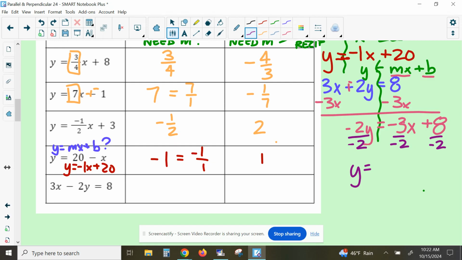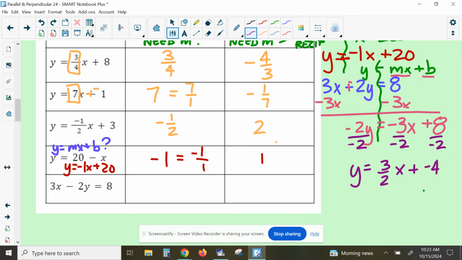So what is negative divided by negative? Positive. So just leave him +3/2x. Do not change to decimals, because you cannot opposite reciprocal a decimal. Plus, and what's this? -4?